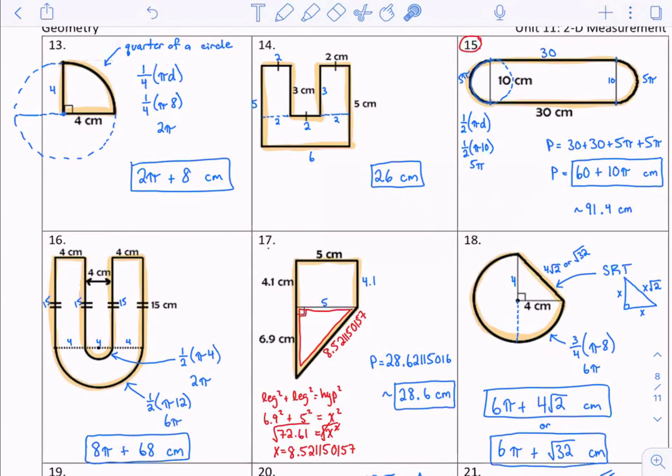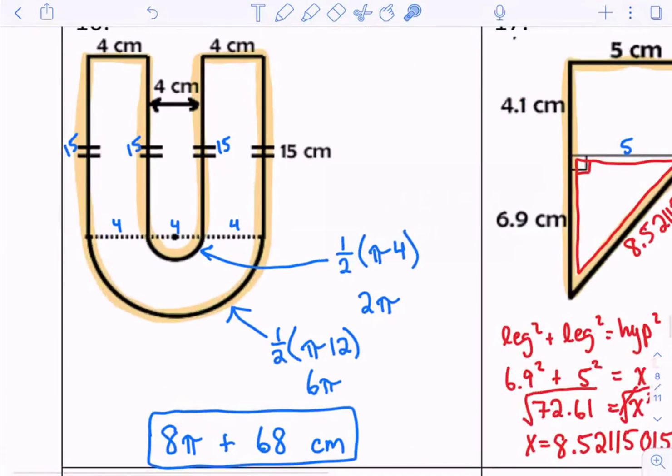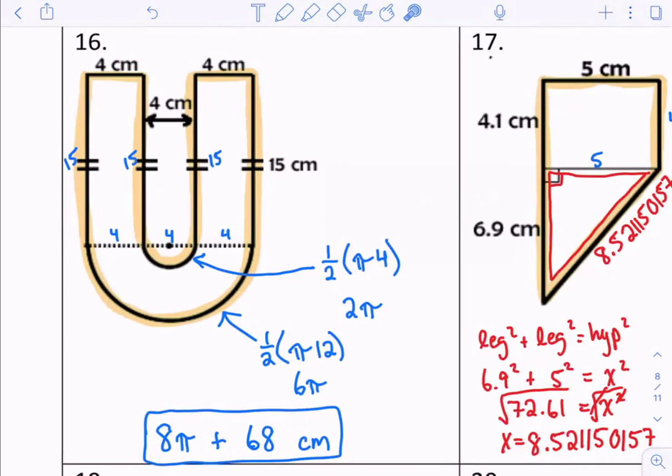Then for number 14, it was pretty straightforward. 15 we did together. Looking at number 16, you really have to look deep into this one, because these straight lines add up to 68. But now I have a small curve here and a large curve here.